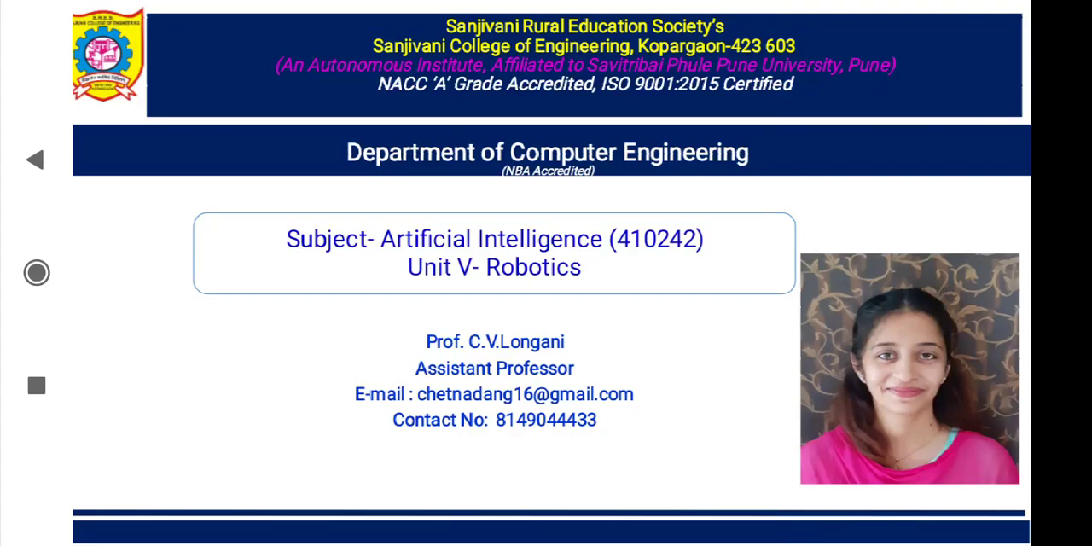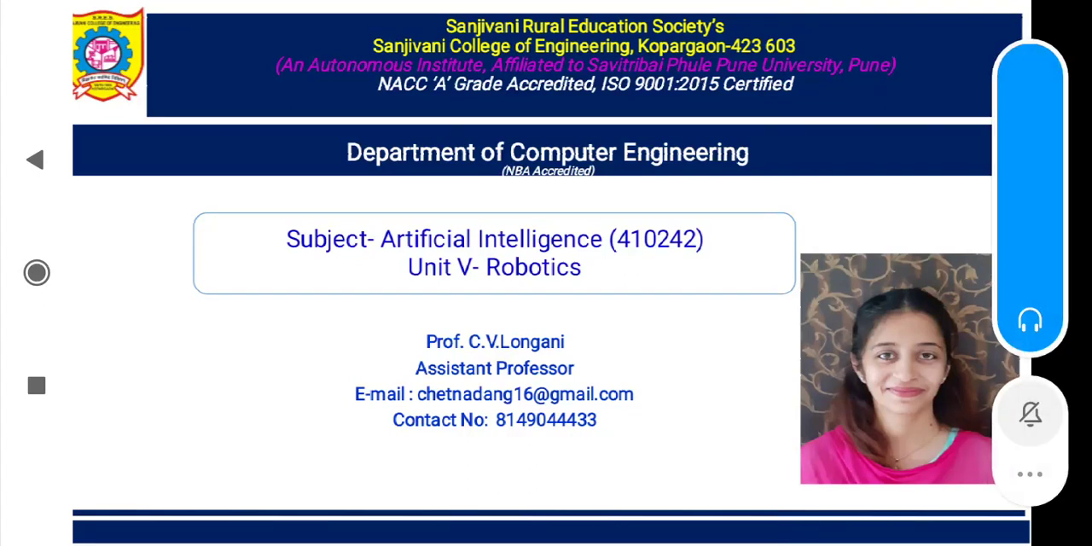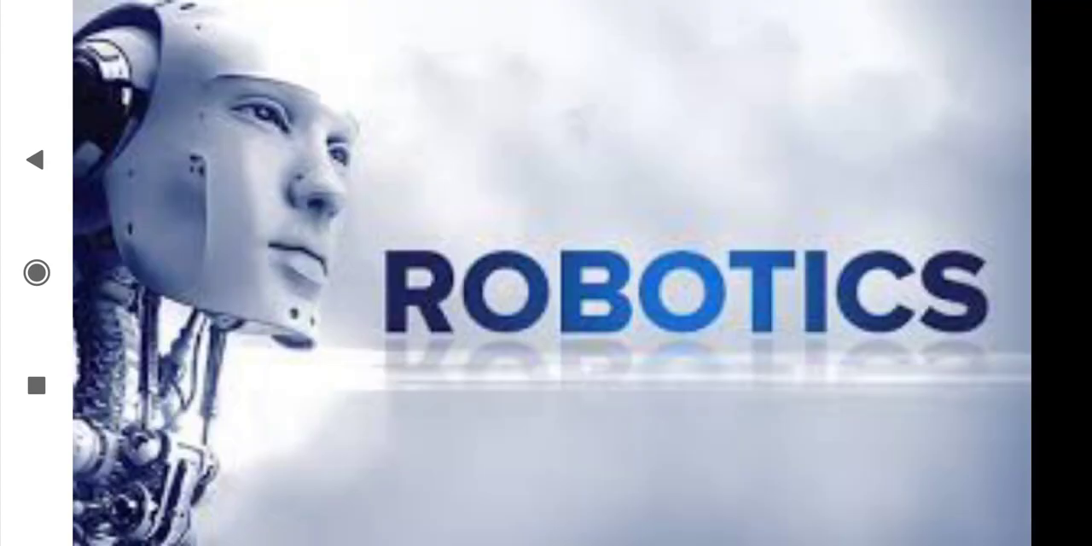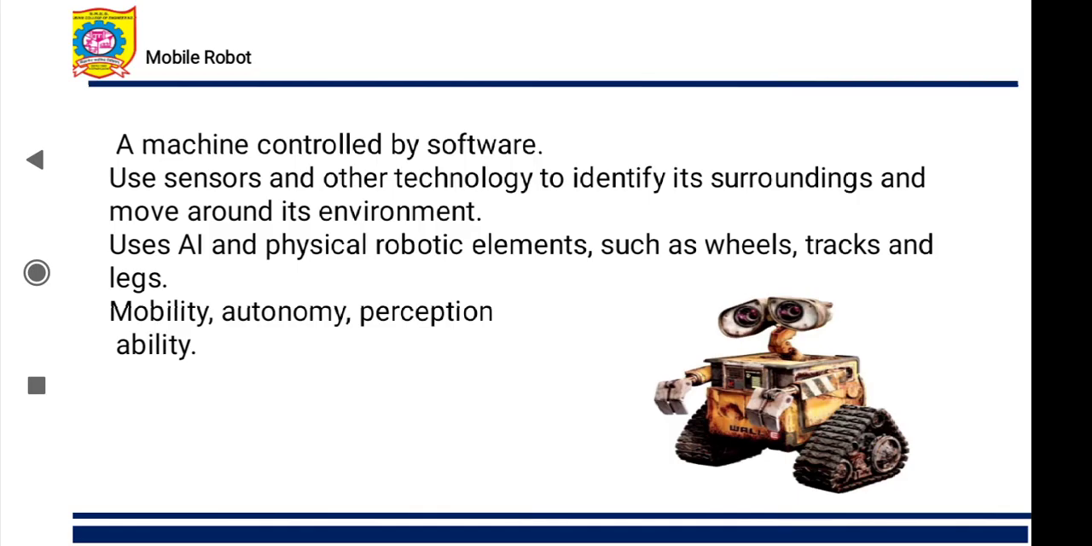Hello, welcome back. In our previous video, we learned about the fundamentals of robotics. Here, we learn a bit about mobile robots. This is what we have seen previously also. A mobile robot is a machine controlled by software. It uses sensors and other technology to identify its surroundings and move around its environment.